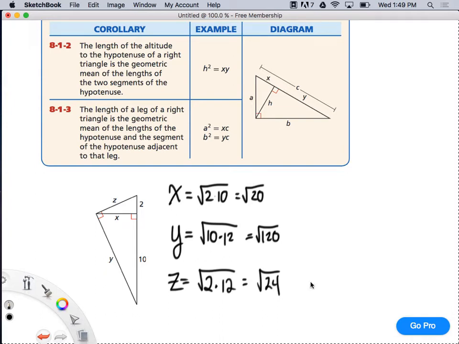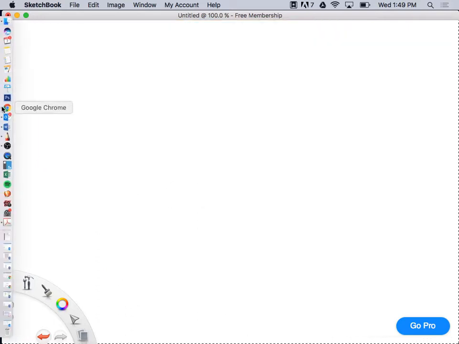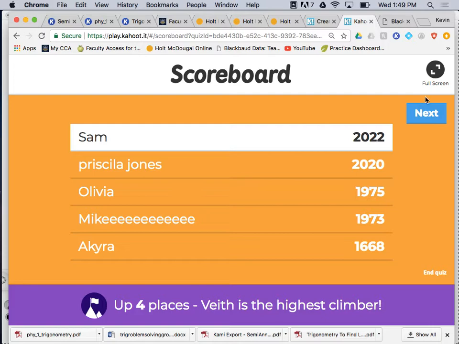So, do you guys understand this? Yes. The concept is important. The math, the arithmetic is simple. You have to know the concept. You have to be able to recognize it visually. All right. Now, Kahoot time.